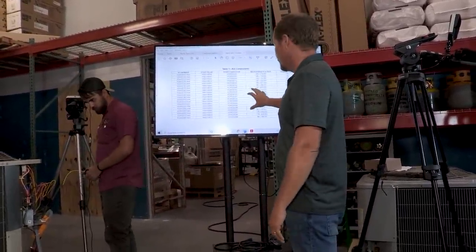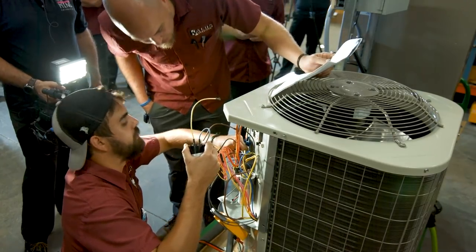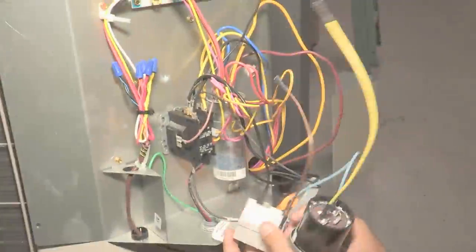Because factory ones, there's a whole bunch of different ones. Look, 145 to 174 microfarad, 270 to 324, 80 to 108, 270, 325. A bunch of different kinds, a bunch of different types of start relays as well. So they actually show where you can mount these, the actual slots that are already designed for this.